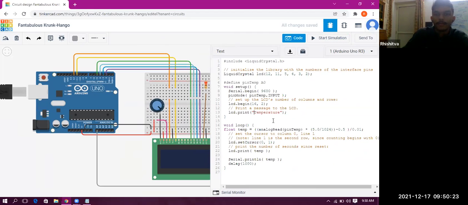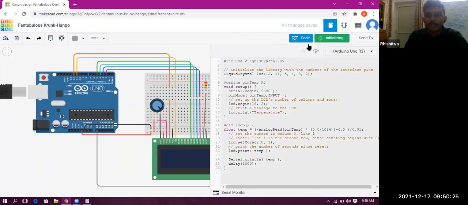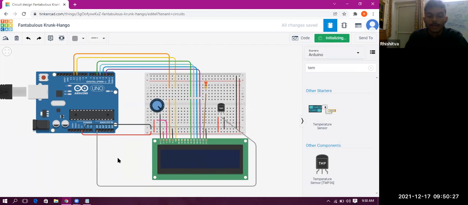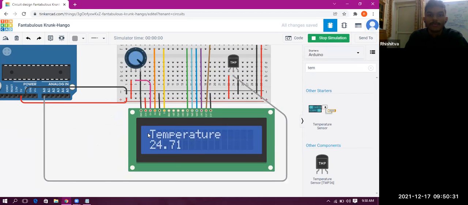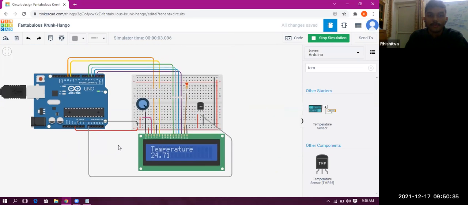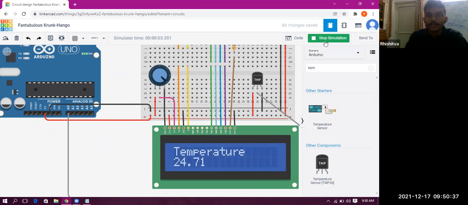Let me just write only temperature. Then let's start the simulation and we'll get the whole wording over here. So see, we have got the temperature. You can also write your name, you can do anything that you want. Also, we are getting this value in Celsius.